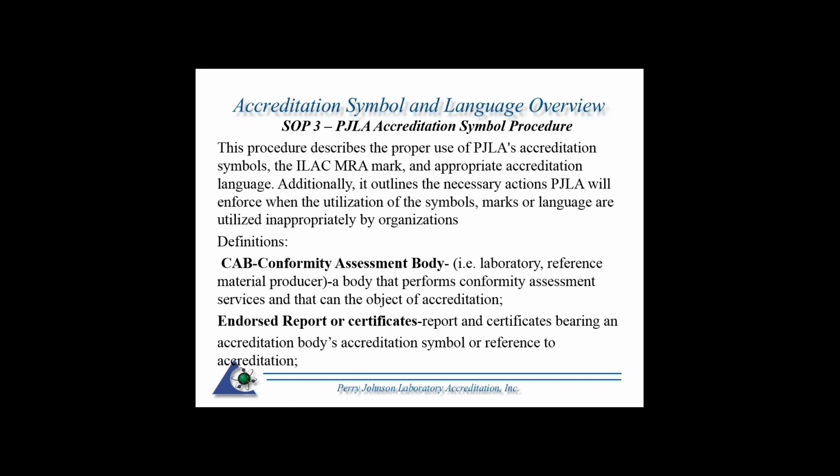There's a couple of definitions that SOP3 encompasses. CAB, as I said, that's a conformity assessment body. So if you are a lab that is accredited by PJLA and you're producing test or calibration reports, that is your organization. A body that performs conformity assessment services that can be a subject of accreditation. Endorsed reports or certificates: reports and certificates bearing an accrediting body accreditation symbol or references to accreditation. Again, these are your test and or calibration reports that you're producing.